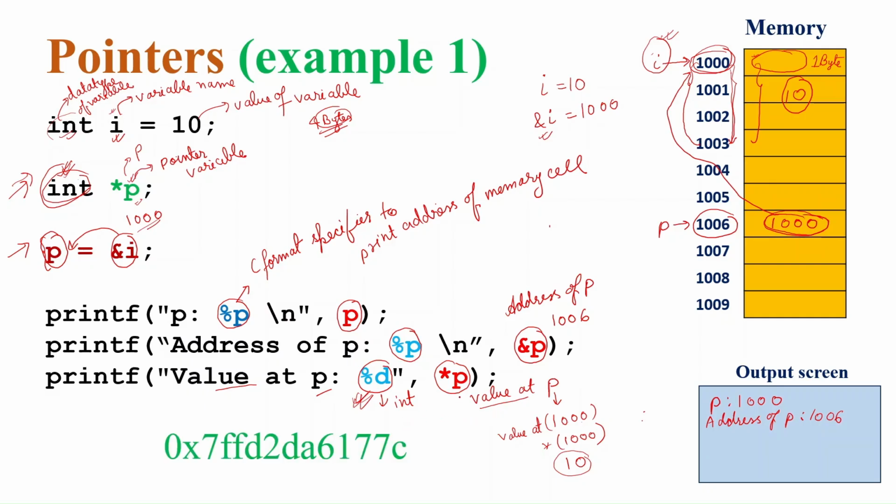Next, in this example we have assumed that these are the memory addresses 1000, 1001, 1002, up to 1009. But in reality, memory addresses are in hexadecimal format. So this type of address you are going to get for memory.